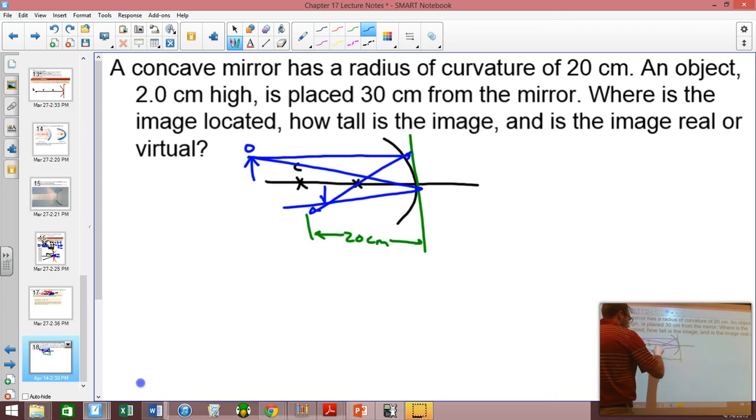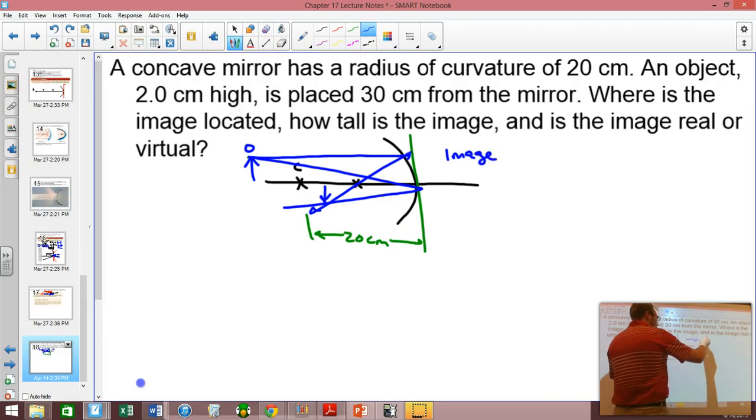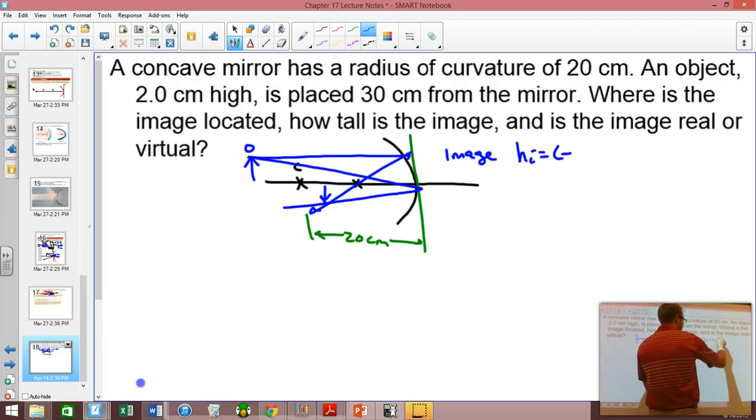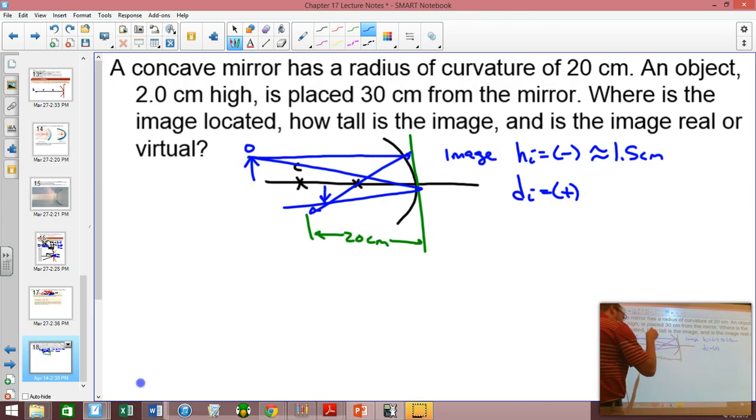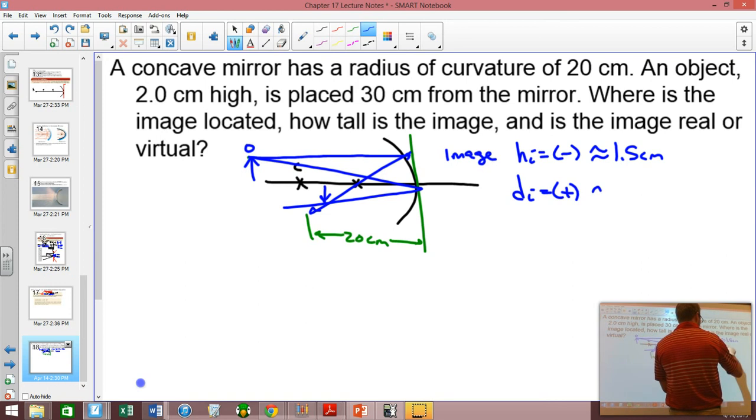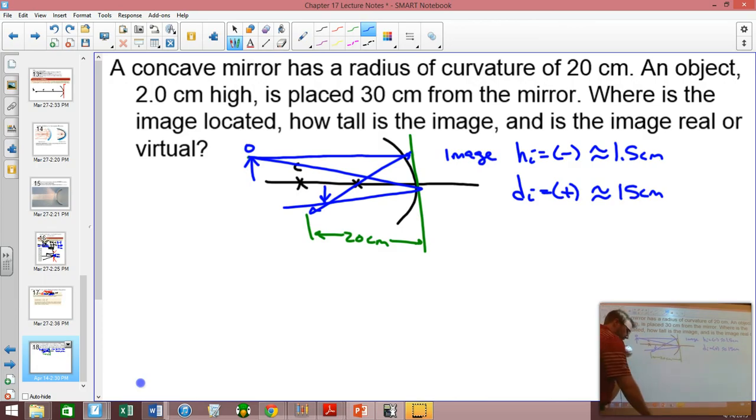So here's my image. I bet the height of the image is going to be negative because it's upside down. I bet it's going to be smaller, so I'm going to guess it's probably around 1.5 centimeters. That's my guess. The distance to my image is going to be a positive number because it's a real image. And my guess is it's going to be between the center and the focus, so I'm looking for it to be around 15 centimeters. We'll go through the actual math here to figure out where it's going to be.